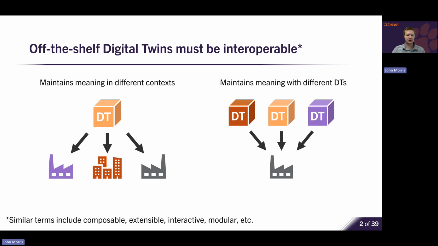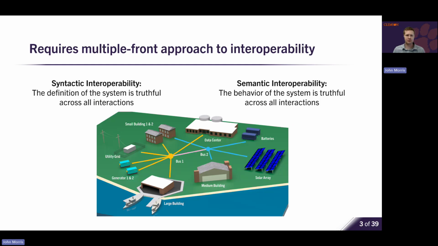To talk about this, we're really talking about interoperability. I'm going to give two different approaches here so you know what I mean when I reference interoperability in this presentation. The first side of interoperability is the syntactic definition of interoperability, where we want the definition of the things in our system representations to be maintained or authentic across all different kinds of interactions. So if I have a model that references a battery, I want that battery to be the same battery that references every single other model that interacts with that first one.